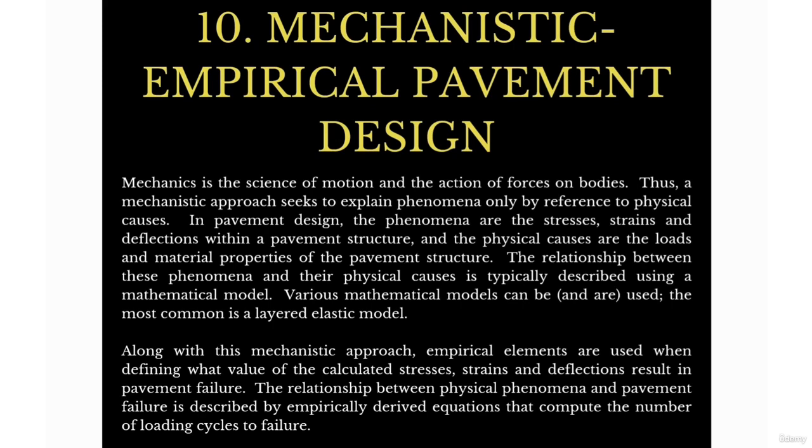And the physical causes are loads and the material properties of the pavement, right? So the relationship between these phenomena and their physical causes is typically described using mathematical models, right? Various mathematical models can be and are used; the most common practice is the layered elastic model or the finite element model, right? Along with the mechanistic approach, empirical elements are used when defining whether the calculated stress, strain, and deflection results in the pavement failure. The relationship between the physical phenomena and the pavement failure is described by empirically derived equations that compute the number of loading cycles to failure.